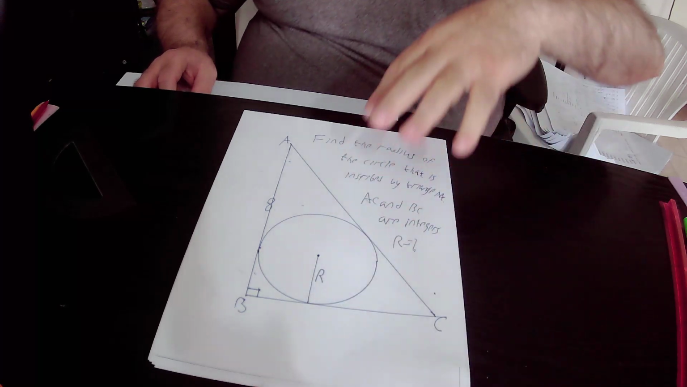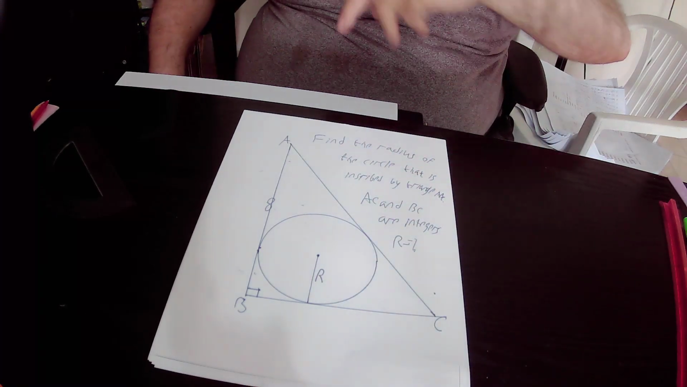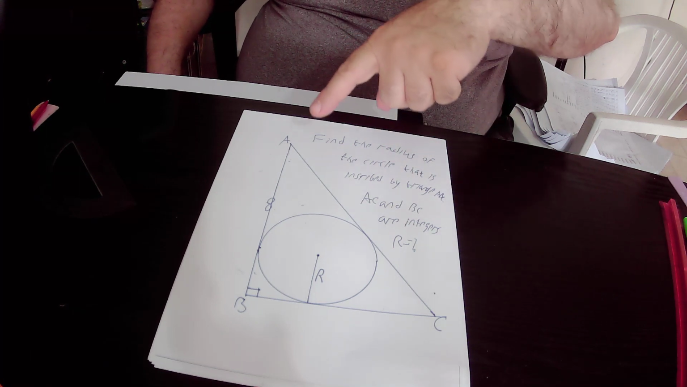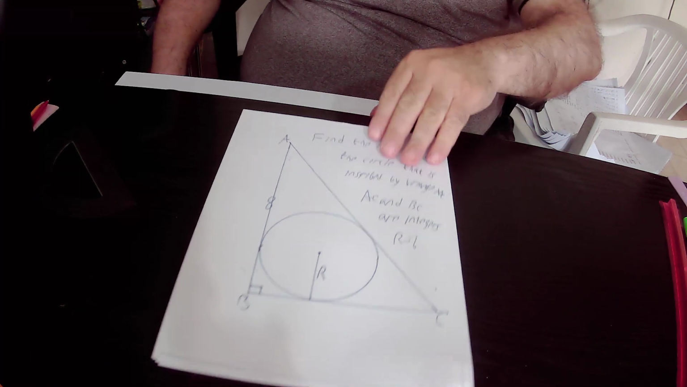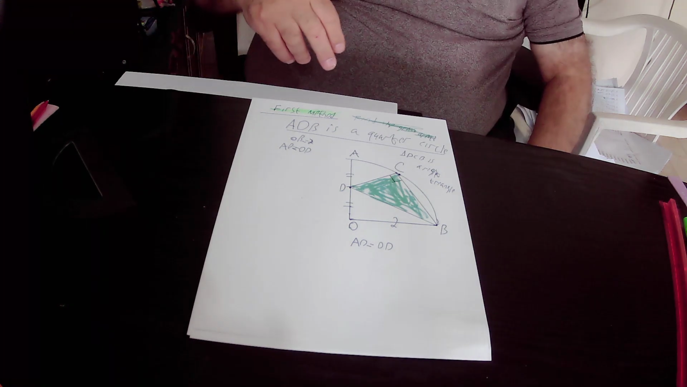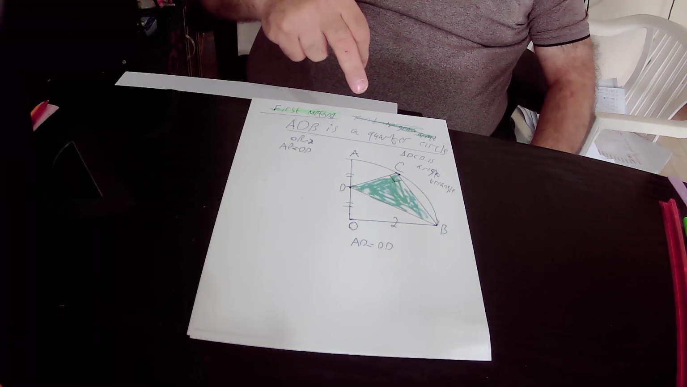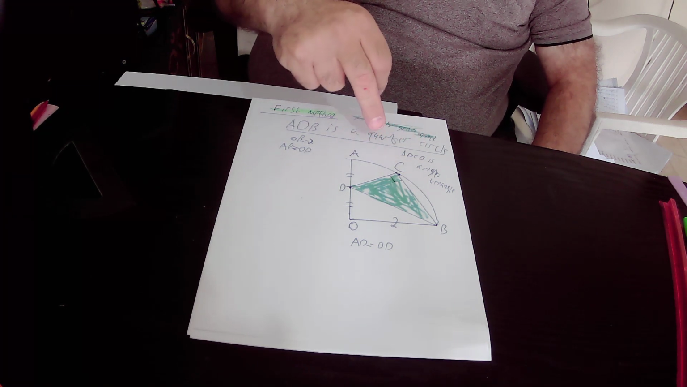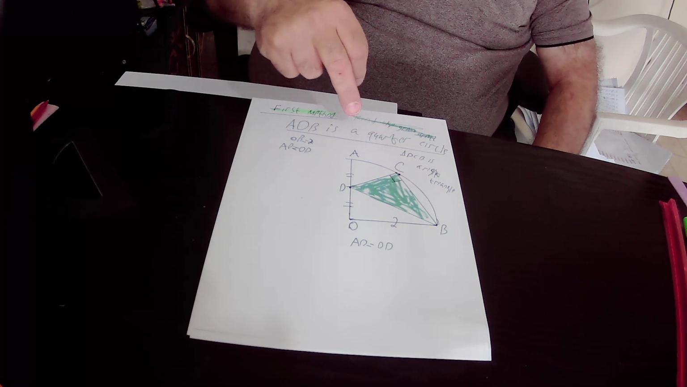Hello, in this lecture we'll answer two questions. In the first question we'll find out the radius of this circle that is inscribed by the right triangle, triangle ABC. And in the second question we'll find out the area of the blue right triangle, triangle DCB, that is inscribed by the quarter circle.